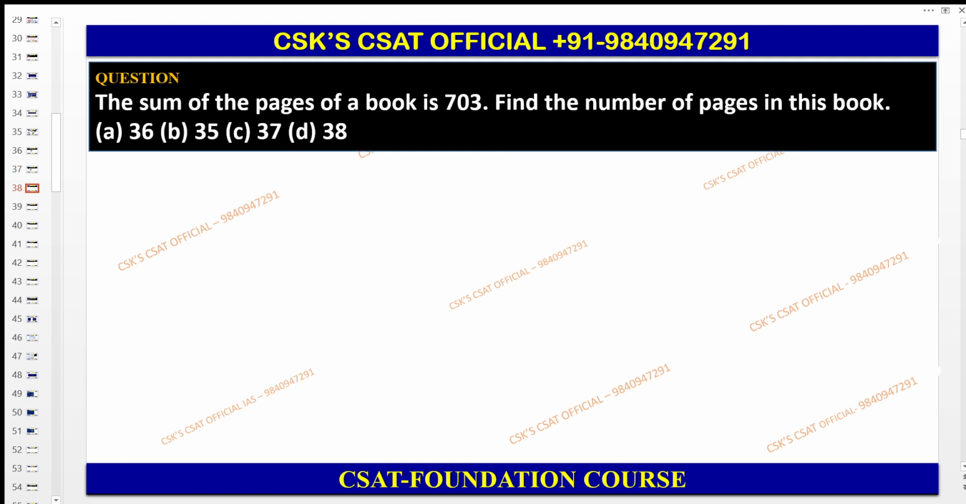The sum of the pages of the book is 703. Find the number of pages in the book. Here we need to find out the number of pages. Here the sum has been provided. Okay, I will teach you one question. Next question I will give you, you people try that question. So here, 1 plus 2 plus 3 plus etc. plus n is equal to 703. That has been provided. Here you need to find out the n value.